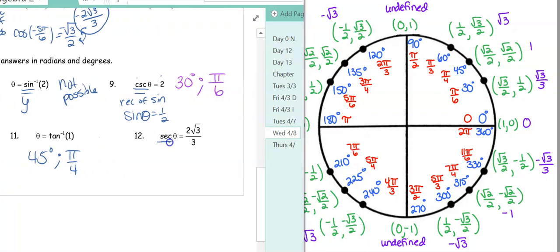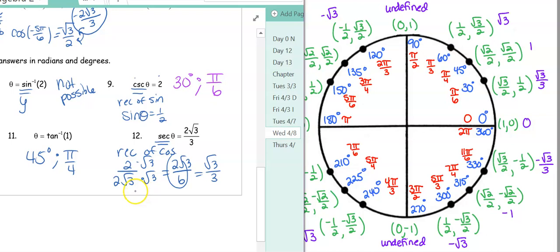Last one, secant. Remember, secant is not on your unit circle, but secant is the reciprocal of cosine. So I did the reciprocal of cosine to get 2 root 3 over 3. So I undo that reciprocal part of it. And that means that I am looking where on my unit circle did I have a cosine value of root 3 over 3. Cosine being x.